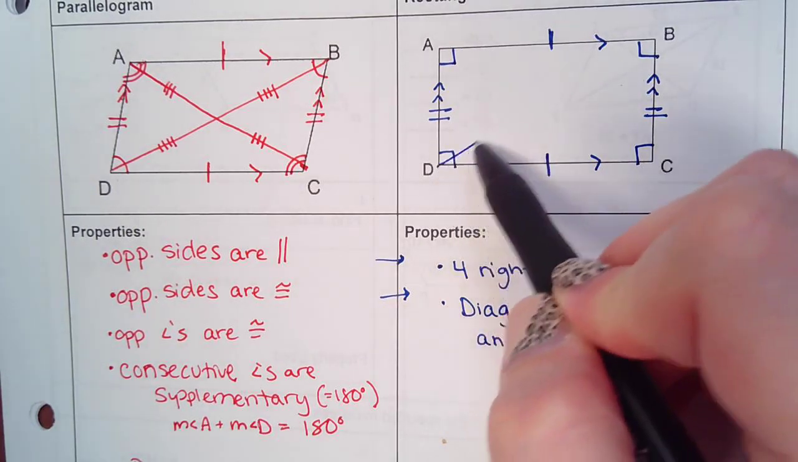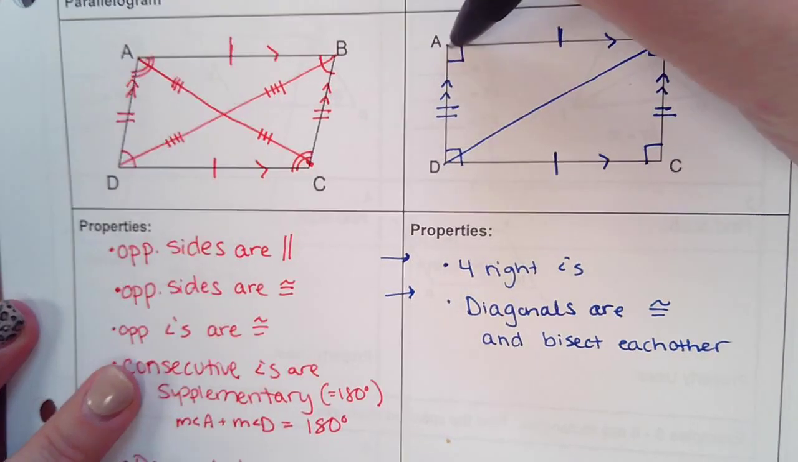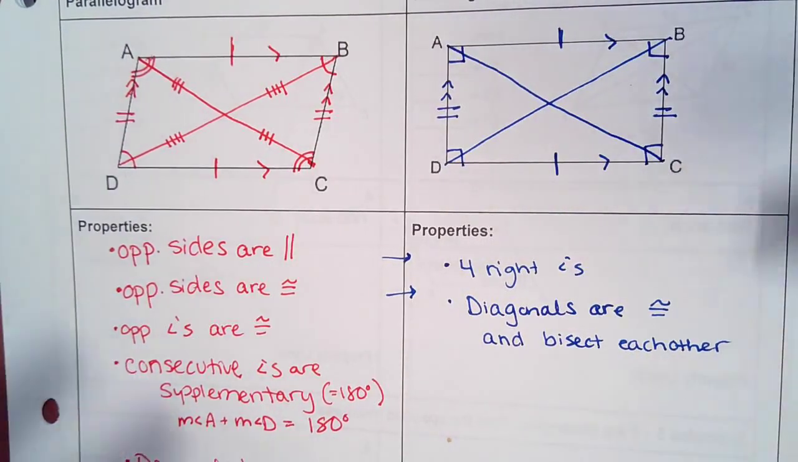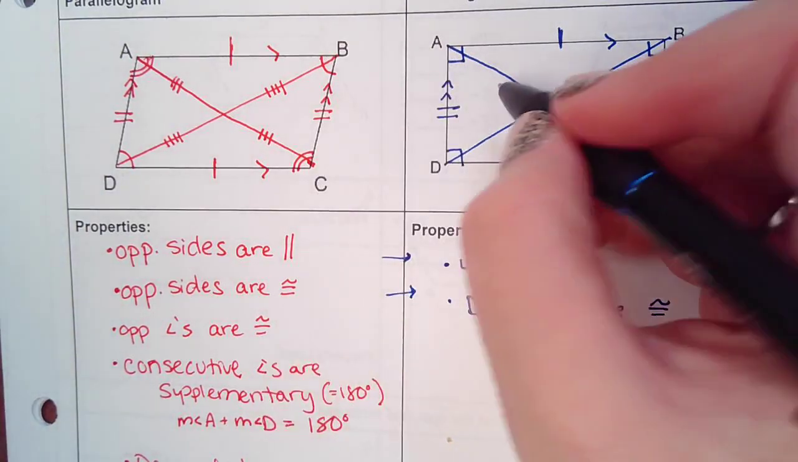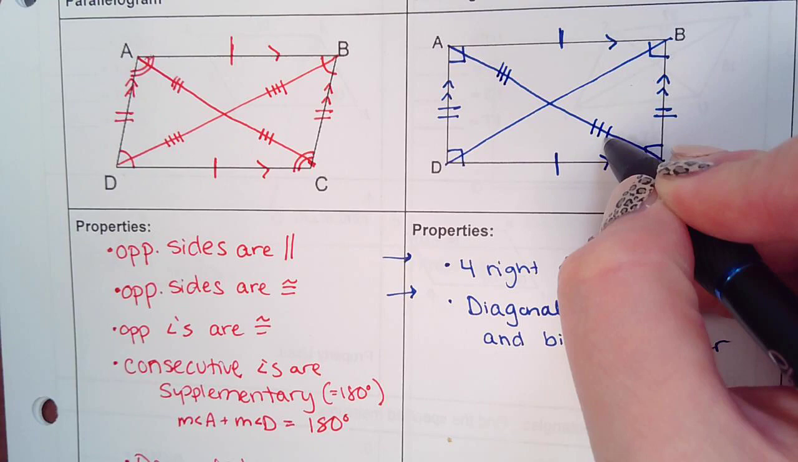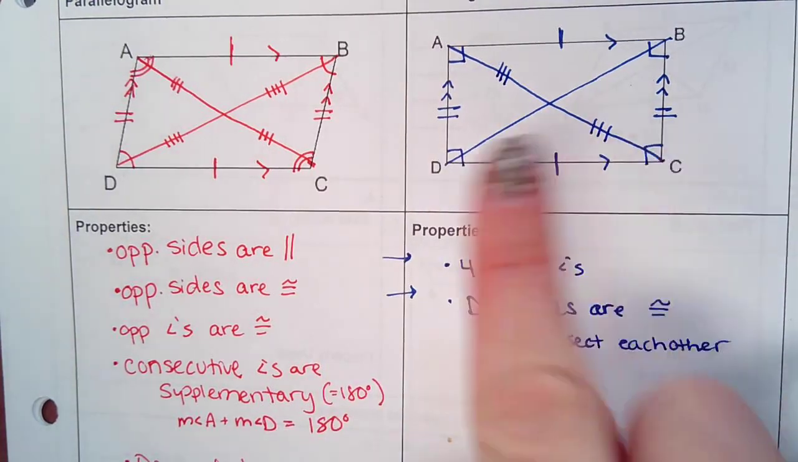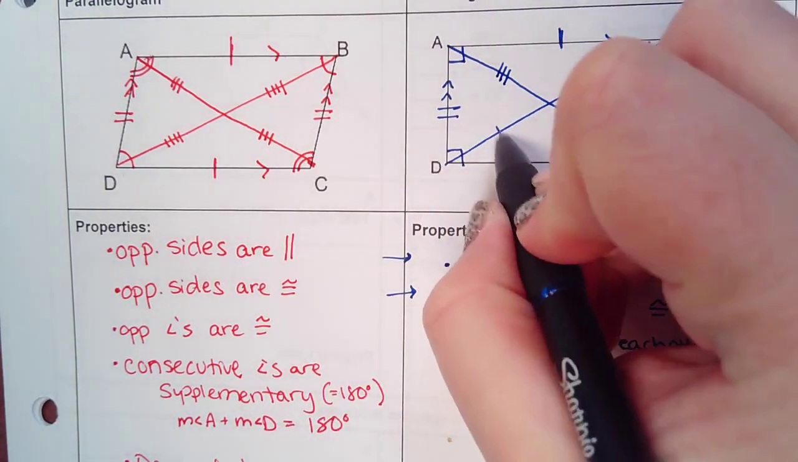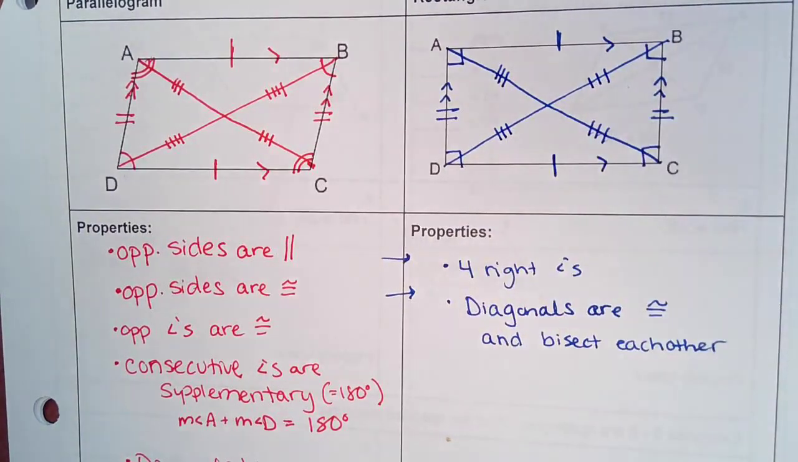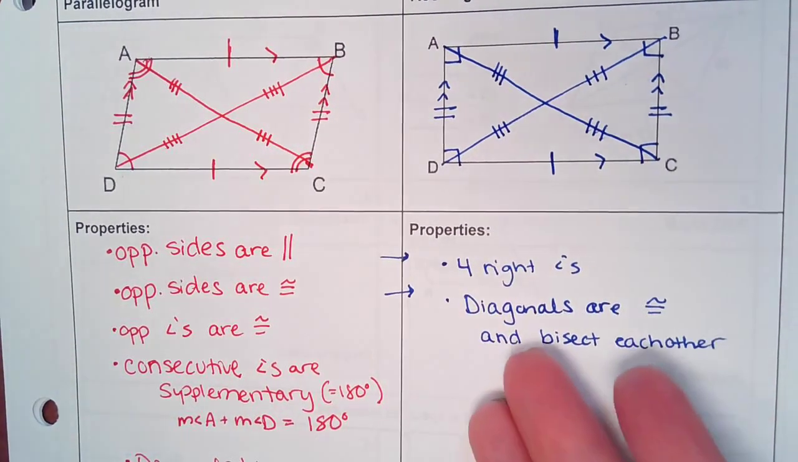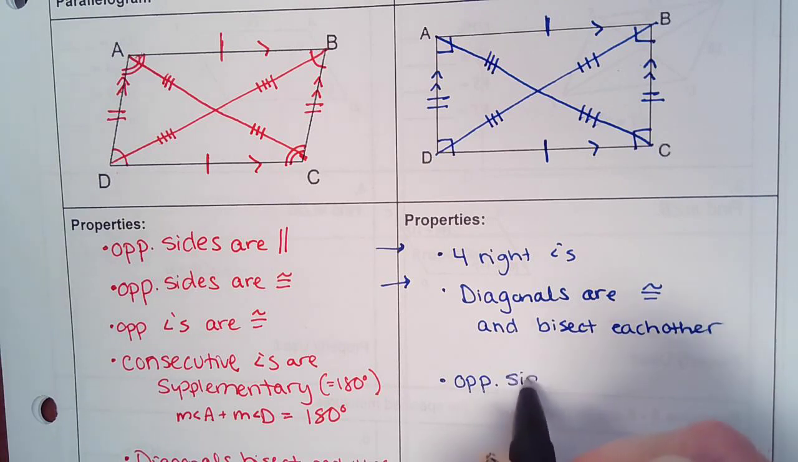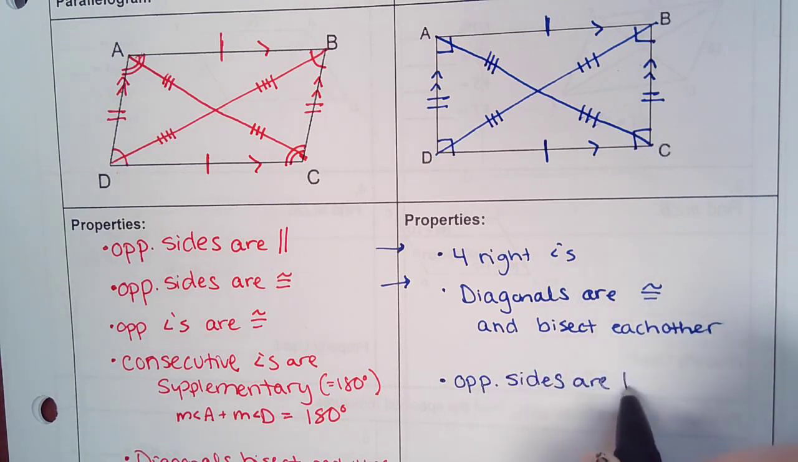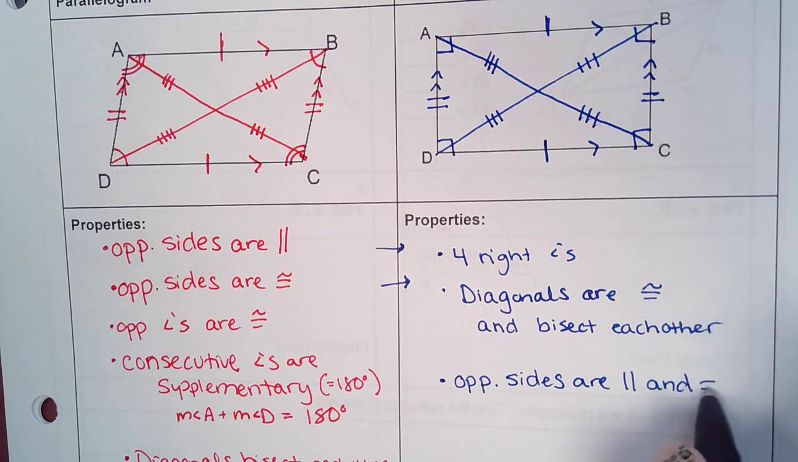So if I cut it like so, got my diagonals, these diagonals have bisected one another, so this piece is congruent to this piece, but also the entire diagonal is congruent to this entire diagonal. So I can give this one 3 marks and 3 marks. Okay, if you want to go ahead and add these two things here, we can write that opposite sides are parallel and congruent.